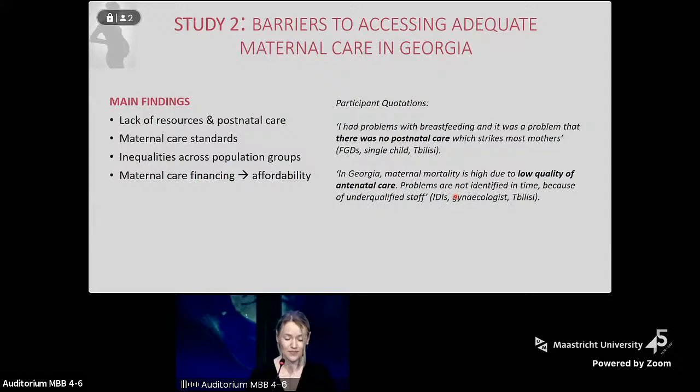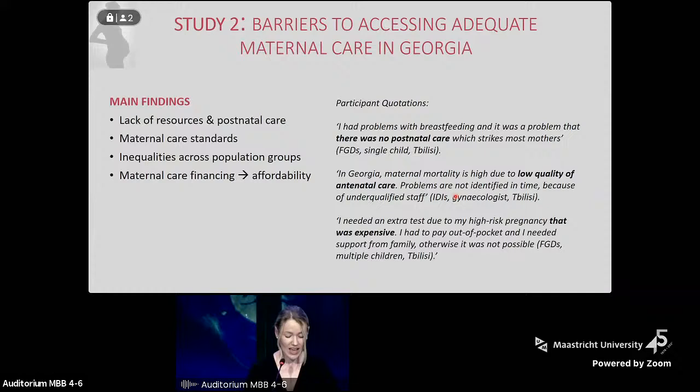And then with respect to maternal care financing, the public governmental coverage has increased in the past years. However, there are still gaps in the coverage, and the poor population groups are not protected from the high out-of-pocket payments for maternal care. And the third quotation is an example for that. I needed an extra test due to my high-risk pregnancy that was expensive. I had to pay out of pocket, and I needed support from my family. Otherwise, it was not possible.